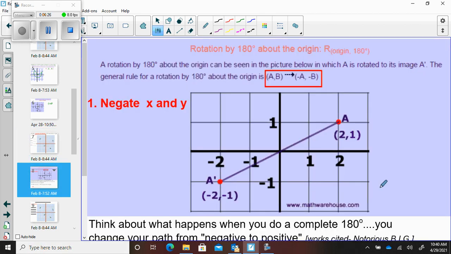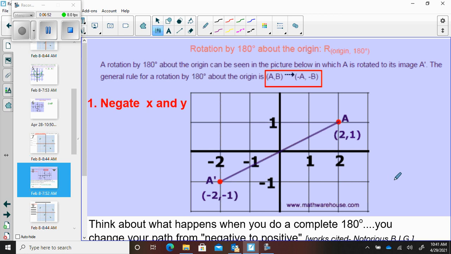Now, 180 degrees. We're going to rotate 180 degrees about the origin. Does 180 degrees create a right angle? No, it doesn't. If there's no right angle, do we need the reciprocal? No. So you just negate x and y.